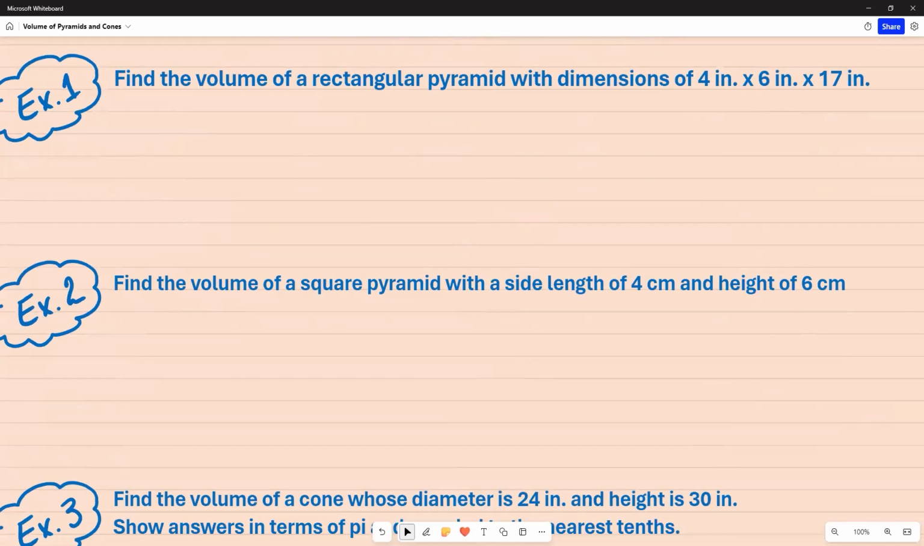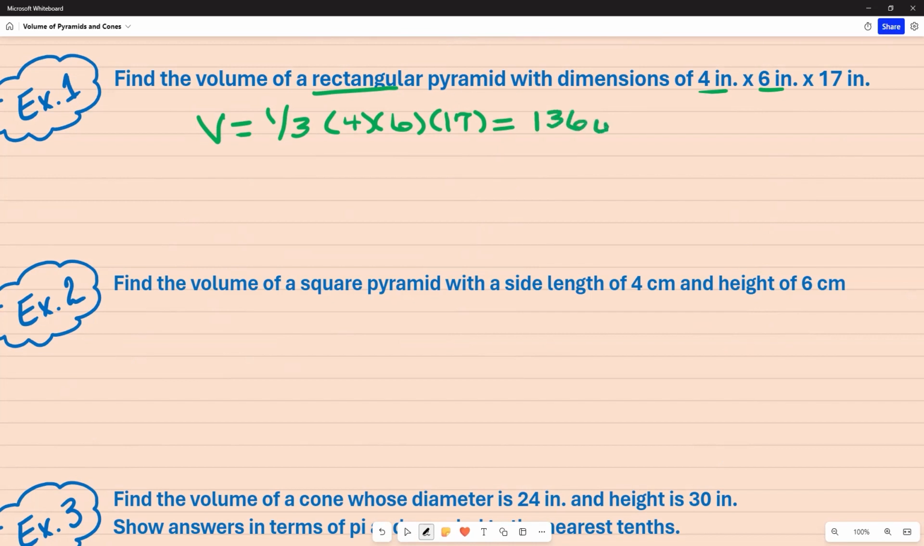For the first example, we're asked to find the volume of a rectangular pyramid with dimensions 4, 6, and 17. So the formula, volume is equal to 1 over 3. Now you want to look for your length and your width. We're going to take 4, multiply it times 6, and then multiply that times the height, which is 17. In the calculator, what I would suggest is to hit your fraction bar, and then the numerator is going to be 4 times 6 times 17, and all of that is going to be divided by 3. Once you simplify that answer, you will see that it's going to be 136. But don't forget your units, cubic inches.